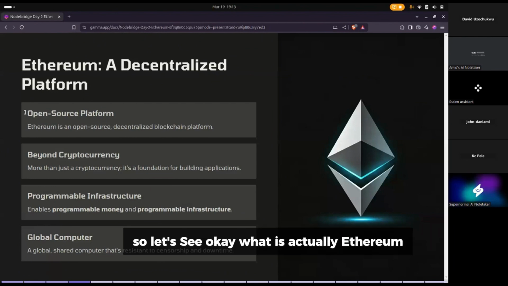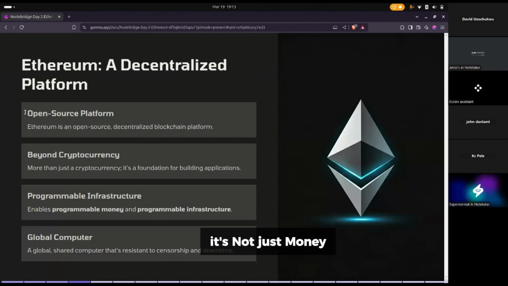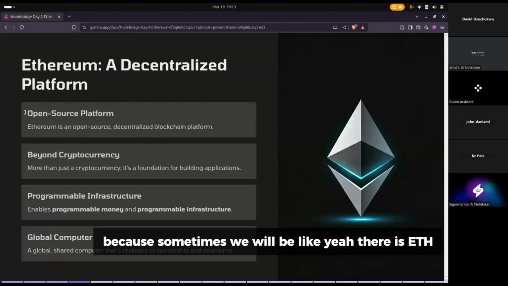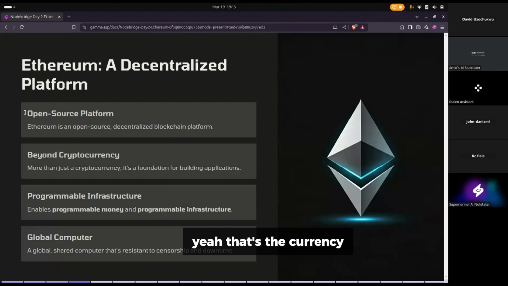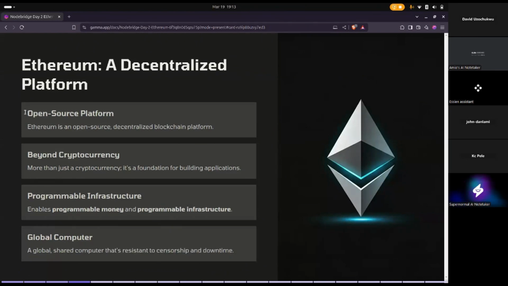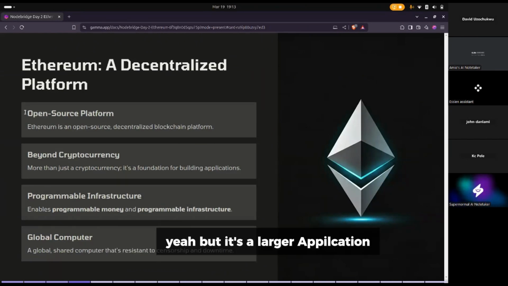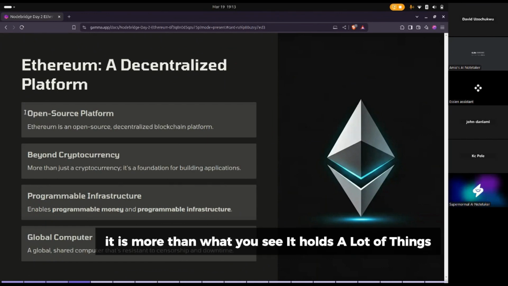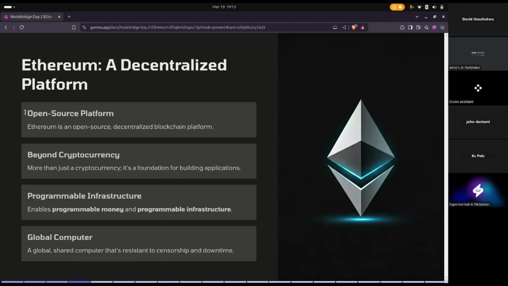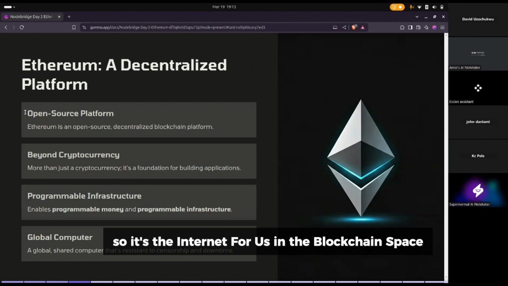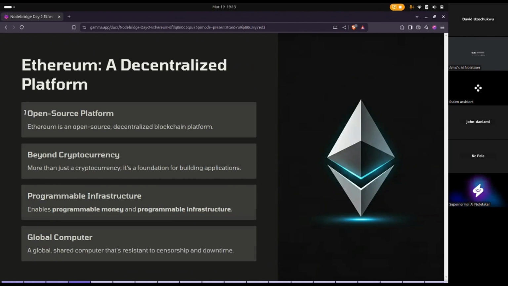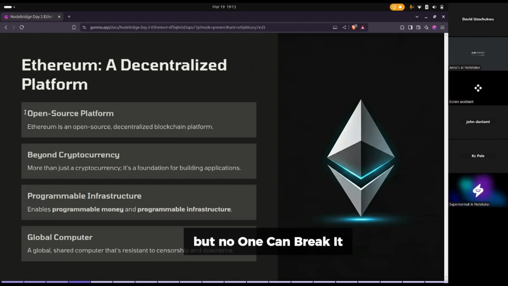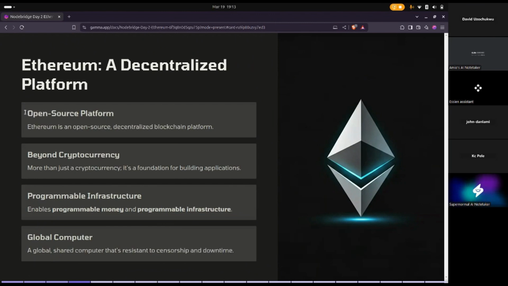So let's see, what is actually Ethereum? It's not just money, because sometimes we'll say, yes, there's ETH, that's the currency, that's the gas fee. But it's a larger application. It's more than what you see. It holds a lot of things. It's the internet for us in the blockchain space, and everyone can use it, but no one can break it. That's the idea behind it.